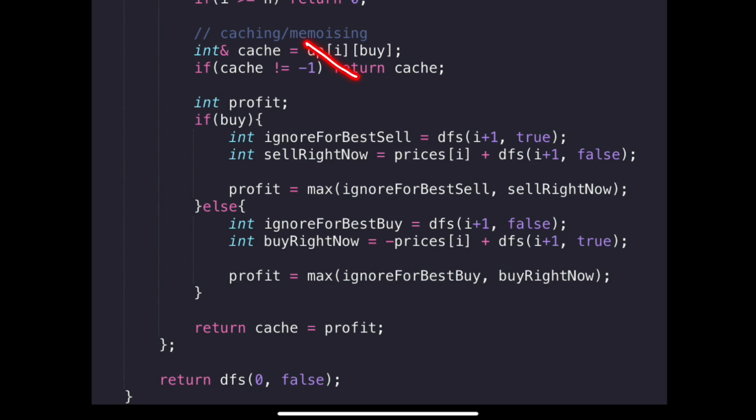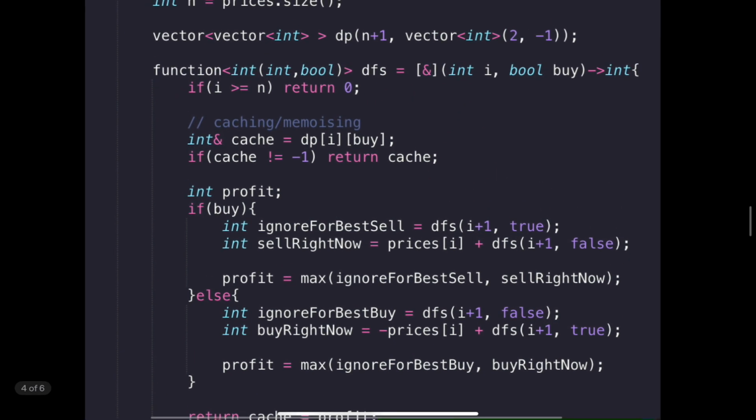And remember, I told you to ignore this part, and we can also ignore this part. We are actually using the concept of DP here. That is, we have declared a DP array of 2 dimensions, because here the two parameters are changing, right? Both index and buy. So I've taken a 2D DP, where we are creating an n plus 1 size DP because I can go till n. And here the internal array size is 2 because for the bool it would be either 1 or 0, right? And initialize it to -1.